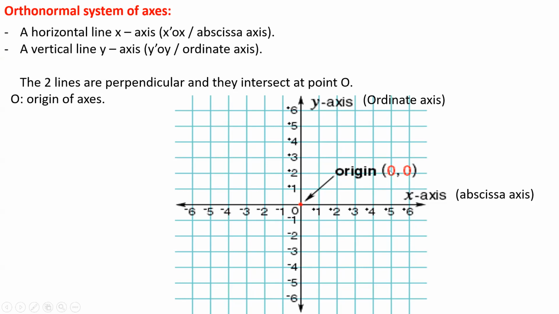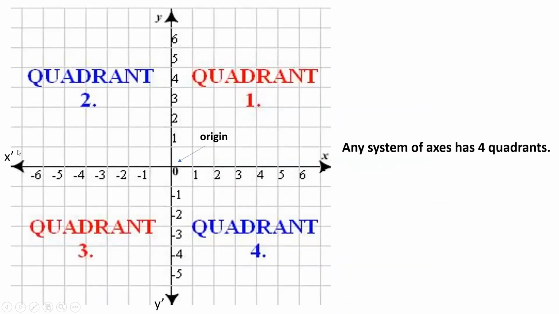As you can see here, the origin always has coordinates 0, 0, which means it is located on the 0 of x and the 0 of y. We will talk about it later. As you can see also, the two axes are perpendicular. Always in an orthonormal system, the two axes are perpendicular and they intersect at the same point O. Whenever you solve exercises about this lesson, in each exercise you will be asked to draw a system of axes. So you will always draw an x-axis and a y-axis. We always call them x prime Ox, y prime Oy.